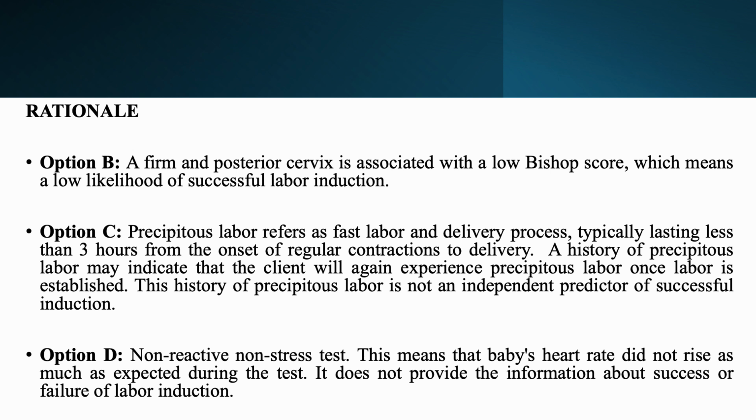Option C is incorrect. Precipitous labor refers to a fast labor and delivery process, typically lasting less than 3 hours from the onset of regular contractions to delivery. A history of precipitous labor may indicate that the client will again experience precipitous labor once labor is established. This history of precipitous labor is not an independent predictor of successful induction.